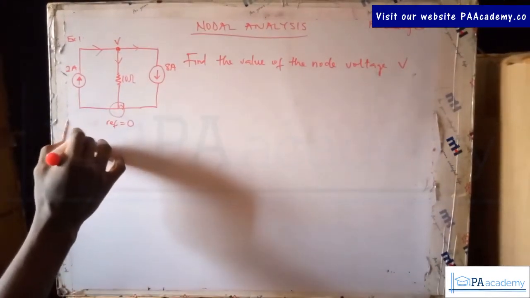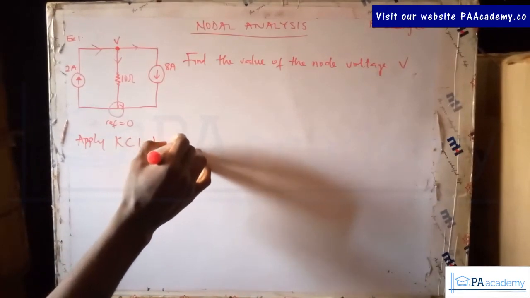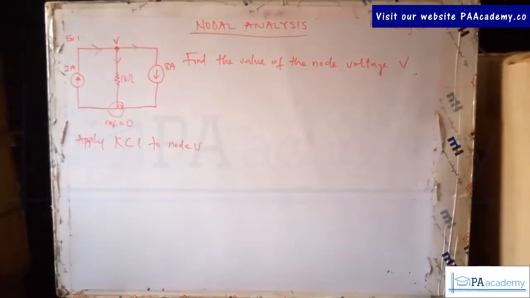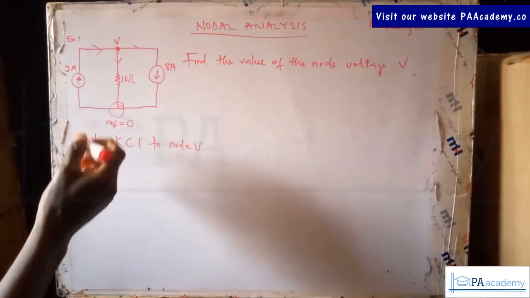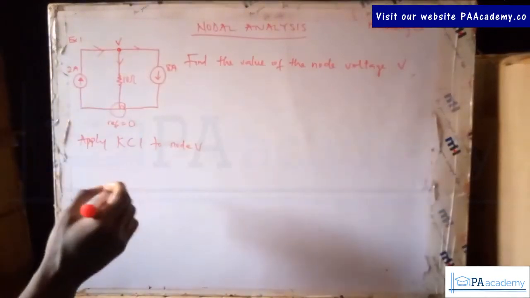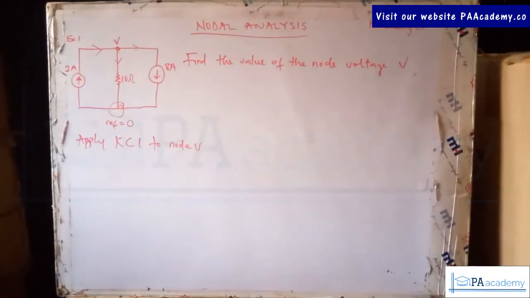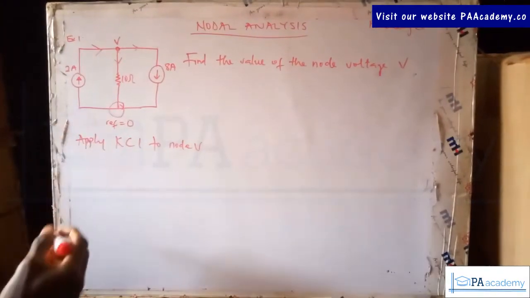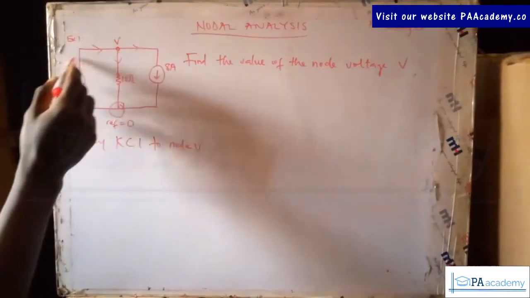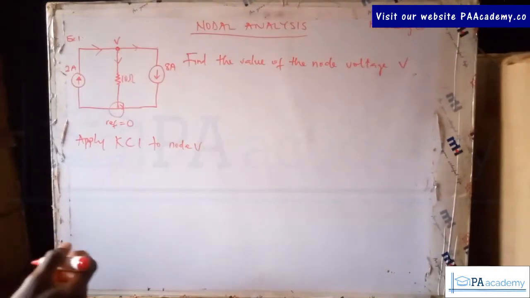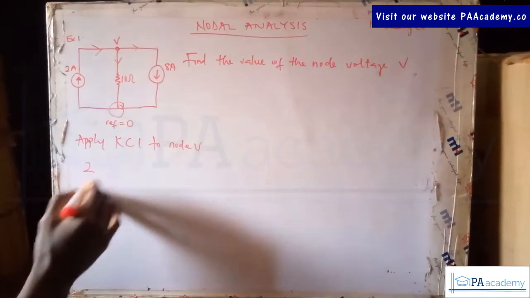Then we'll say, okay, apply Kirchhoff current law to node V. And in applying Kirchhoff current law, what does it mean? It means the current entering the node equals the current leaving that particular node. Now we are looking at node V. The current that is entering is just the one from the reference node, so the only current entering is this 2 amperes current. So we note that that is 2.